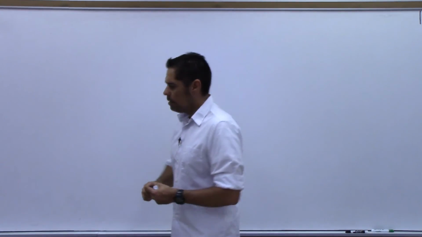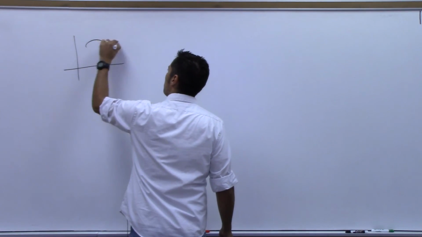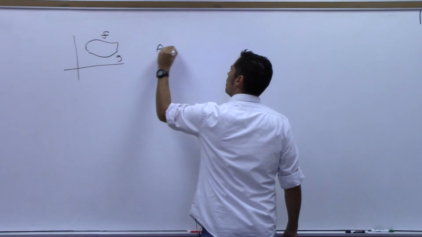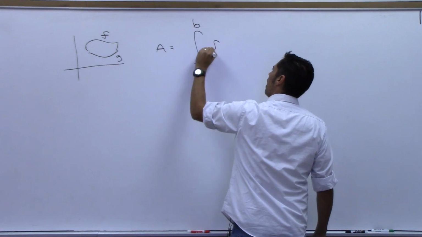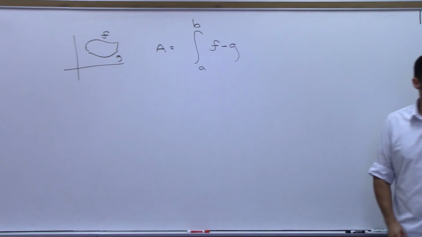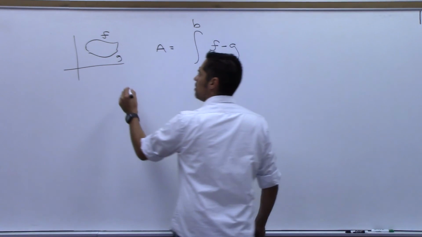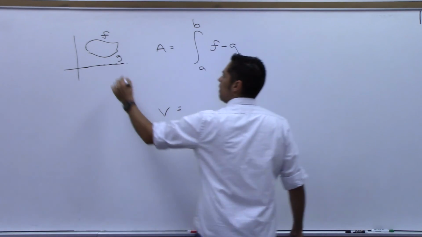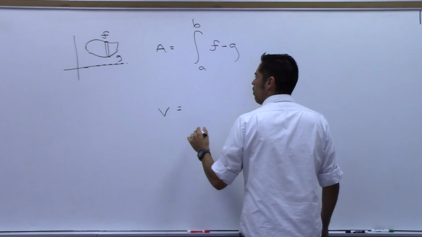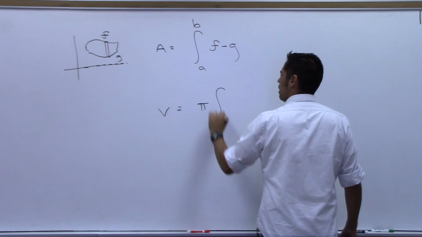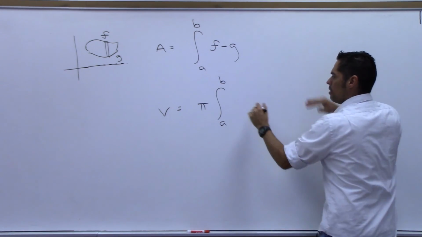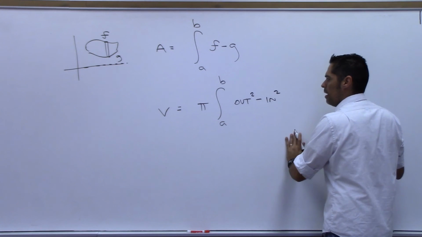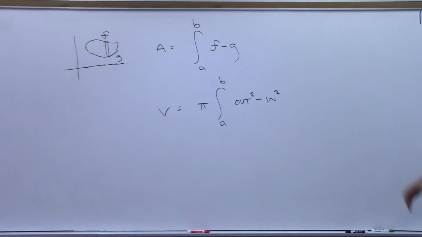What are they? In general, if you're trying to find the area between f and g, it's the integral from a to b of f minus g. You subtract the two. What if you were going to rotate this about the x-axis? The volume would be, well, what method is that? You go in washers, so you would go pi times the integral from a to b of your outer edge minus your inner edge, each squared, dx. So that's another formula.